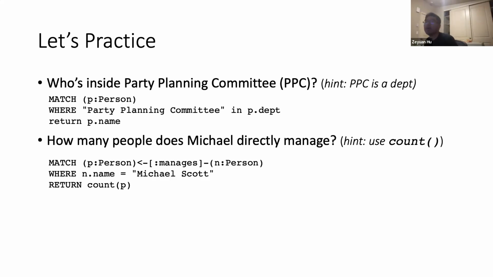The second query is: how many people does Michael directly manage? Here we have to write a graph pattern. We want to MATCH p, a Person node, with a manages edge from another node n, which is also a Person. The direction has to go from n to p, WHERE n.name is Michael Scott, and we RETURN count(p), meaning how many people are managed by Michael.